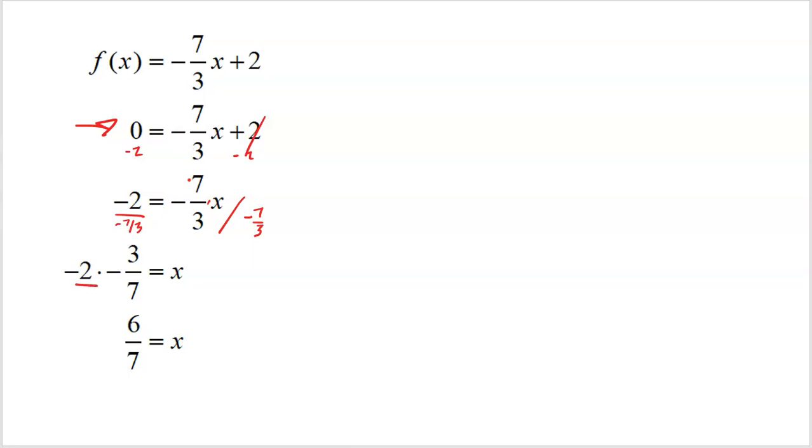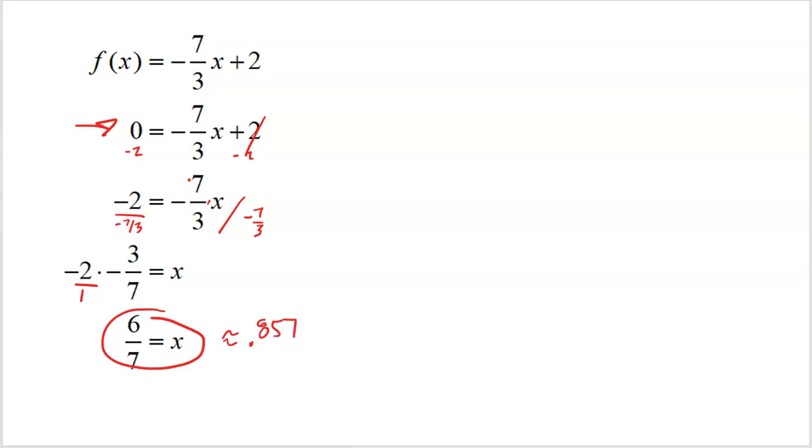Remember, you do not need a common denominator to multiply, so we could treat the negative 2 as negative 2 over 1. Negative 2 times negative 3 is positive 6. 1 times 7 is 7. There's our answer, 6/7. Now, that is exact. 6/7 is a rational number, obviously. It is approximately 0.857.